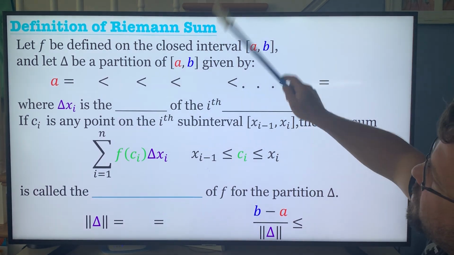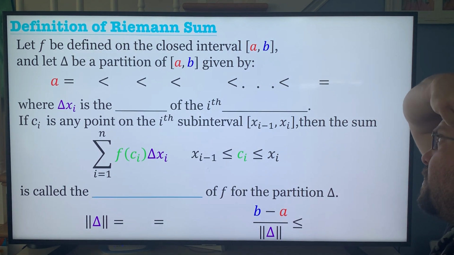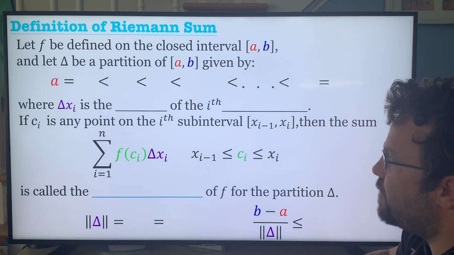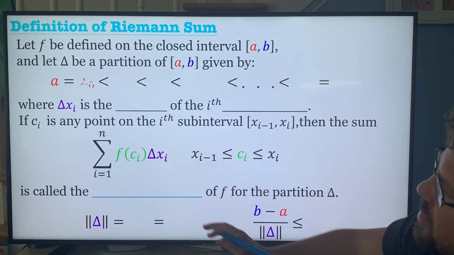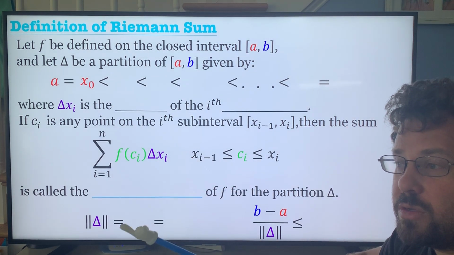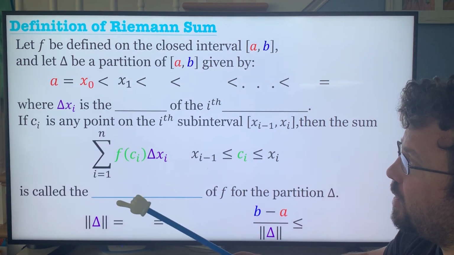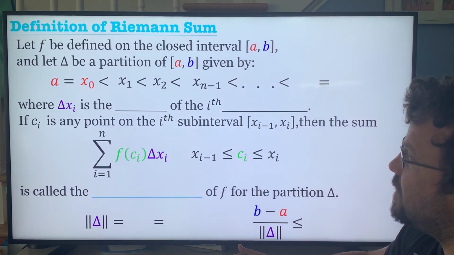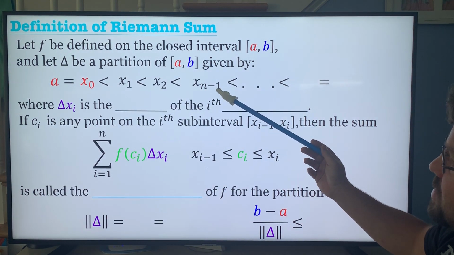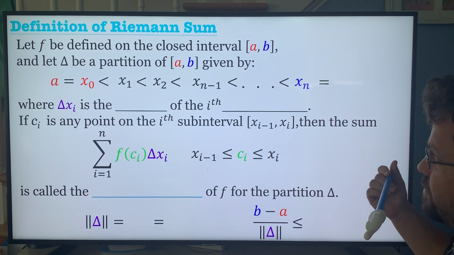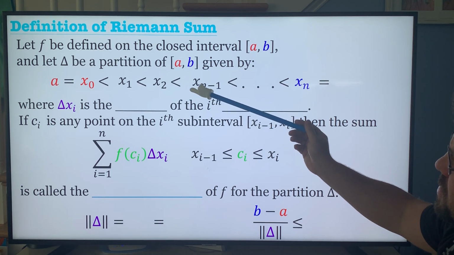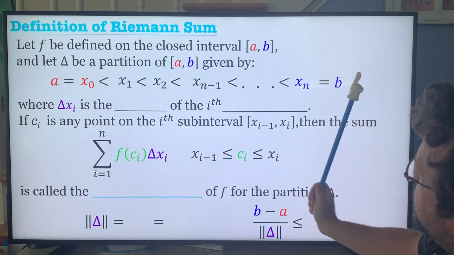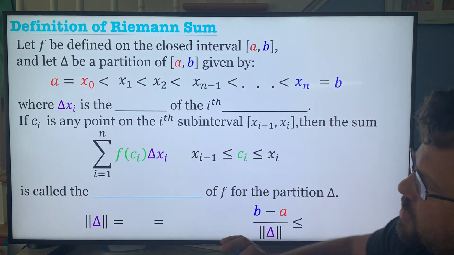So, definition of a Riemann sum. Let f be defined on the closed interval [a, b], and let delta be a partition of the interval [a, b] given by a equals x_0, which is less than x_1, which is less than x_2, you get the hint, which is less than x_(n-1), the second highest term, dot dot dot, all the way to x_n equals b. So that means that a is your smallest term, b is your largest, and then you have all these terms in between.